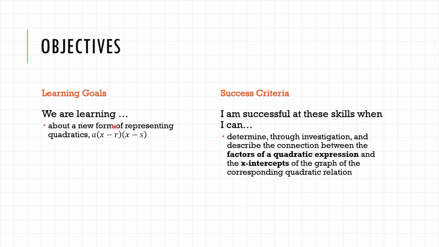So today we're going to learn about a new form of representing quadratics, and it looks like this: y equals a times x minus r times x minus s. And you're successful at representing quadratics in this form when you can determine and describe the connection between the factors of a quadratic. Remember, factors are things that are being multiplied. Like here I see 1, 2, 3 things being multiplied. So the factors of this quadratic and the x-intercepts of the graph of that quadratic.